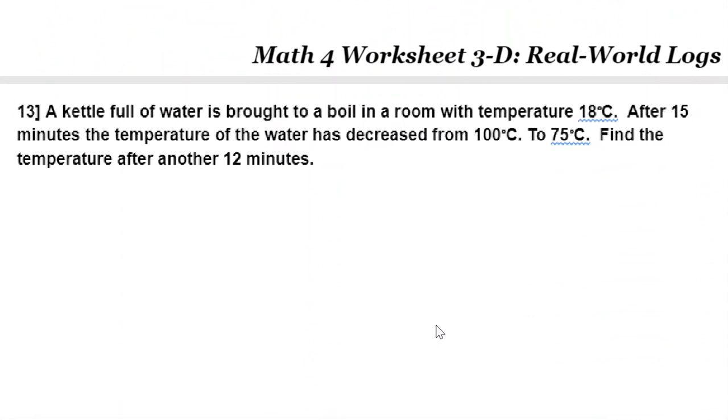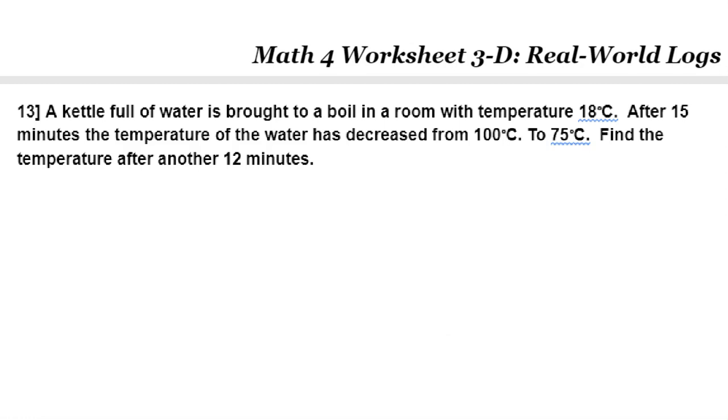All right, so a kettle full of water is brought to boil in a room with a temperature of 18 Celsius. Now boiling is 100 Celsius. After 15, it drops down to 75. Find the temperature after another 12 minutes. Now understand, that's not 12, that's actually 15 plus 12 minutes. That's 27 minutes. So first order of business is to figure out what K is for boiling water.